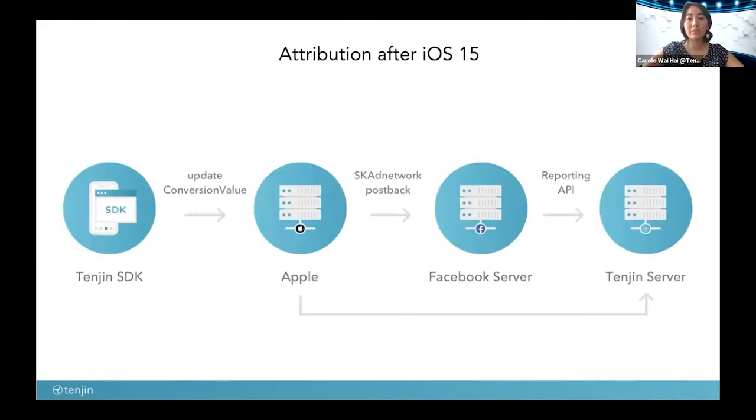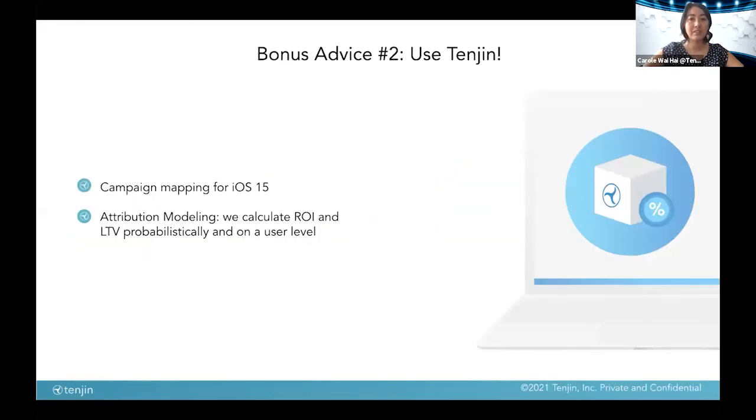There are other problems that will arise, but I will be talking about this in the next slide because, of course, I would be damned if I don't advise you to use Tenjin. One of the problems that will remain with iOS 15 is that the SKANetwork postback only includes the campaign ID of SKANetwork, what they call SKANetwork campaign ID, which is not something you can easily map to your UA dashboard campaign. Like you cannot easily know which AppLovin campaign or Facebook campaign it's matching to. This is still a black box. But with Tenjin, we will solve this and map this for you.